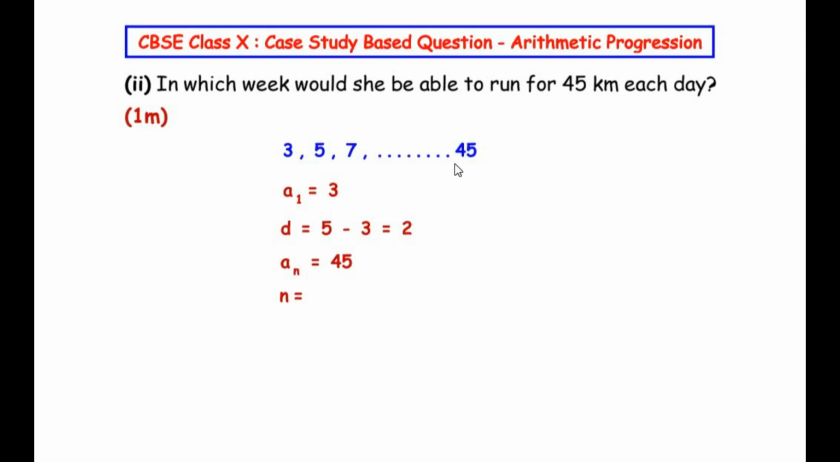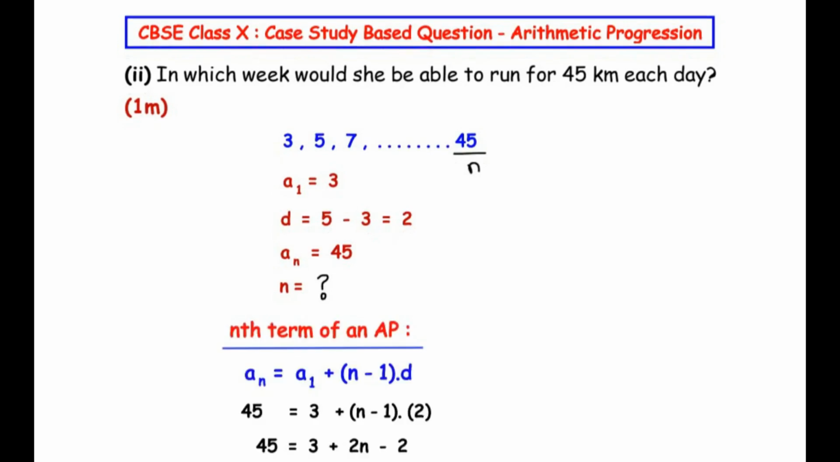So here we are supposed to find n. The first term remains the same in the sequence, a1 is going to be 3. Common difference is going to be the same, that is 5 minus 3, which is 2. Now an value is given, that is 45. We need to find out what n is. So we will again use the nth term of an AP formula. The formula is an is equal to a1 plus n minus 1 times d.